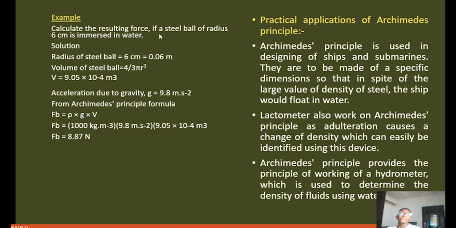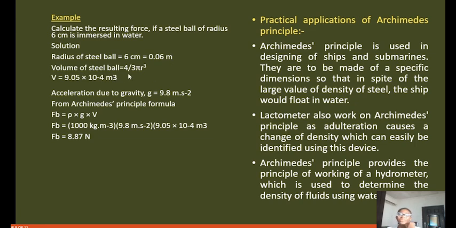Calculate the resulting force if a steel ball of radius 6 cm is immersed in water. This steel ball was immersed in water, so you know that there's going to be an upward force and a downward force. Now we're trying to use the Archimedes principle to prove this. The radius of the steel ball was 6 cm. We converted it to meters and it gave us 0.06 meter.